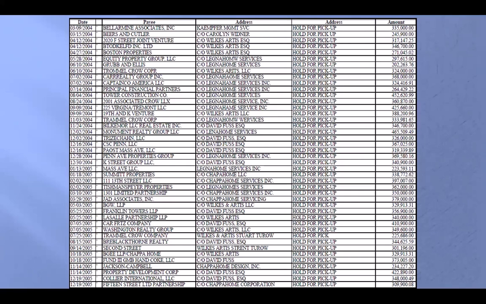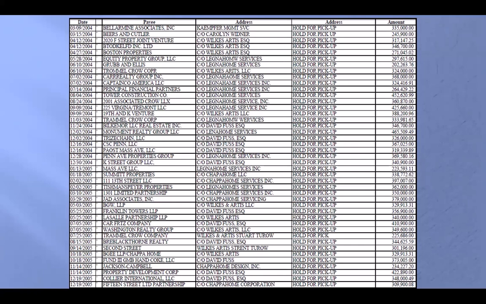I'm going to give you a clue. The first two words are "hold for." Hold for pickup. Hold for pickup. So in this case, the checks were not mailed to any address. They were held for pickup. And because they remained at the office, Harriette picked them up.